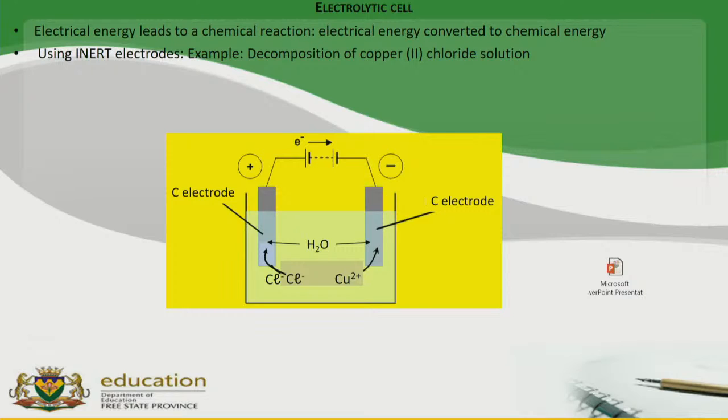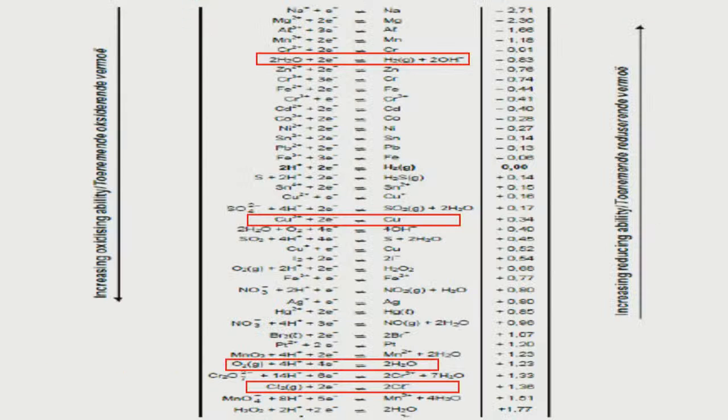So it means we will have chloride ions and water as reducing agents. We'll also have copper ions and water as oxidizing agents. So you'll have to use your table to check which of those reactions will occur. Will it be oxidation of water or chloride ions, or will it be reduction of water or copper ions? So you go to your table, you check your table.